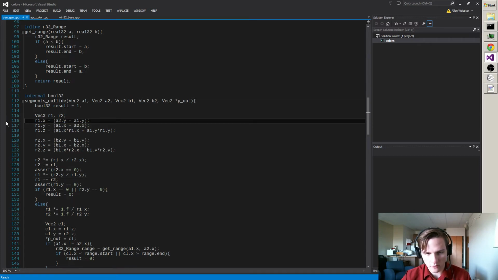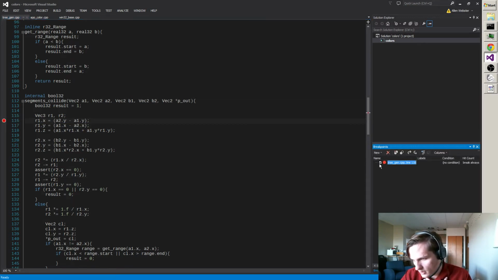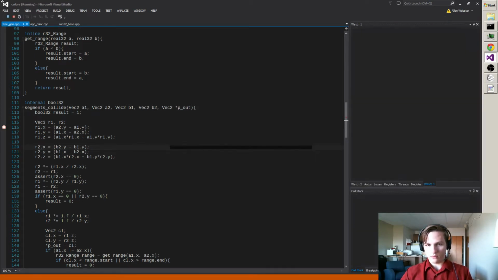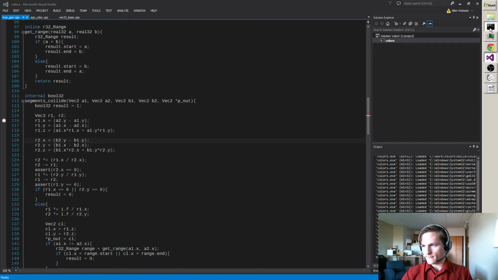So what I'd like to do is introduce a breakpoint, but then uncheck it because I wanted to. Ooh, I need to build with debug, don't I?